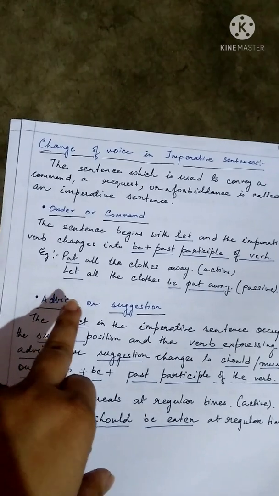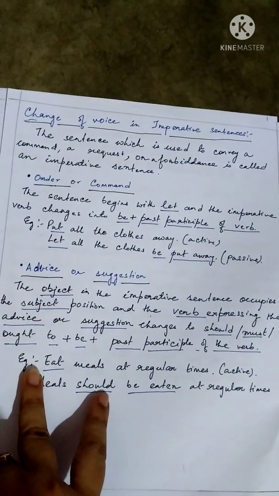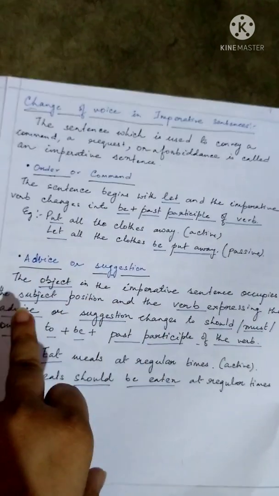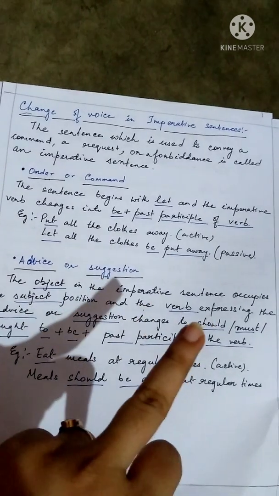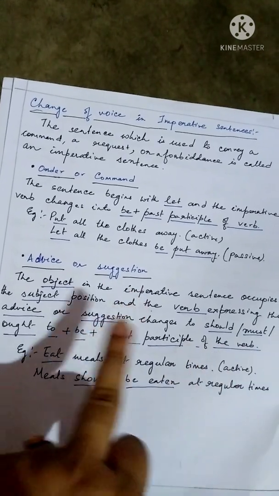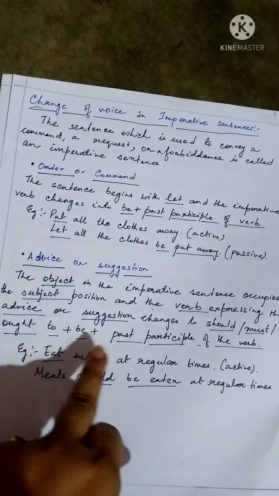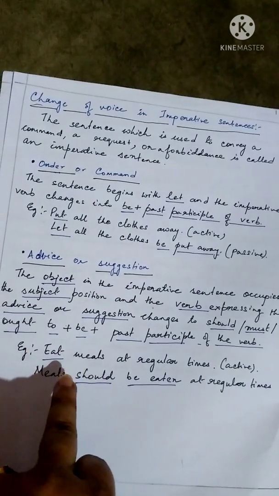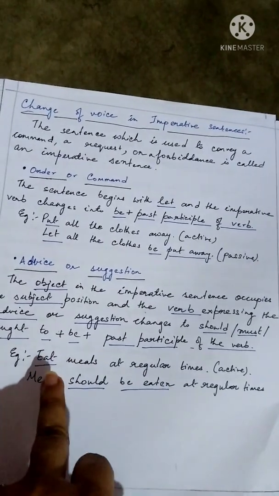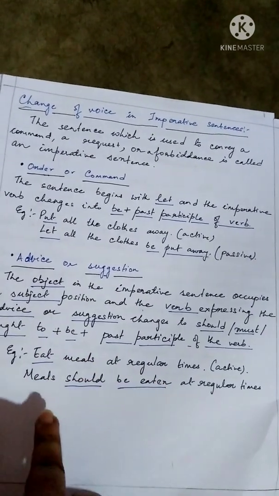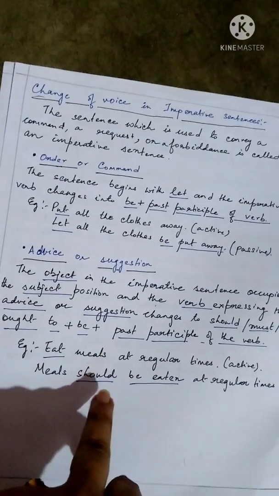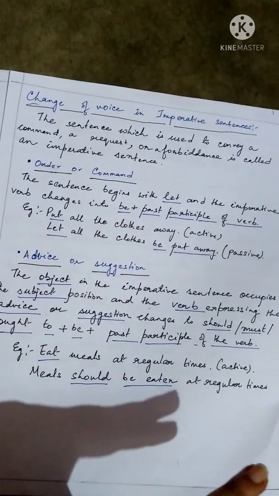Next one, advice or suggestion. If you have an advice or suggestion in an active voice, the object in the imperative sentence occupies the subject position, and the verb expressing the advice or suggestion changes to "should" or "must" or "ought to" plus "be" plus participle form of the verb. So let's see an example again. Eat meals at regular times. This is a suggestion. See how it's getting changed? Meals should be eaten at regular times. Okay?